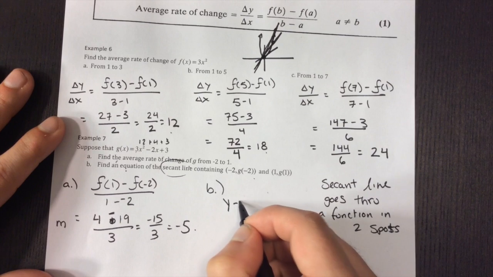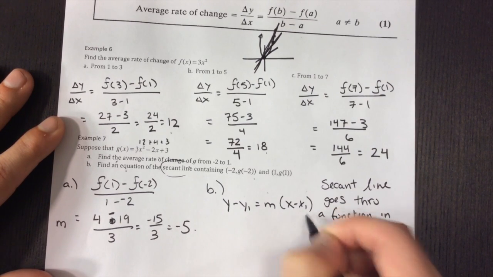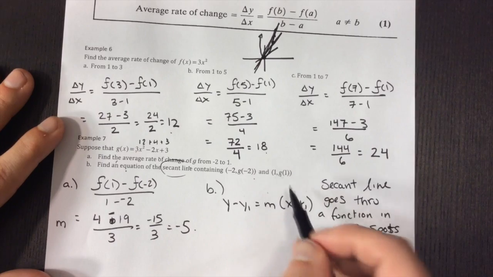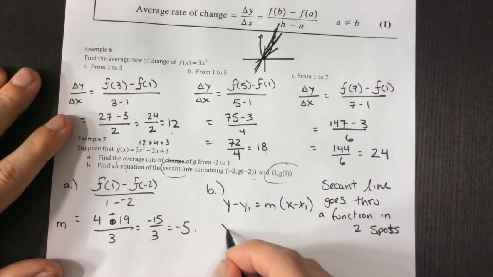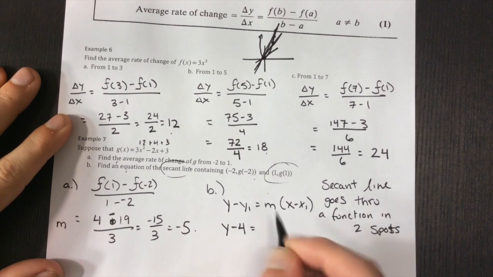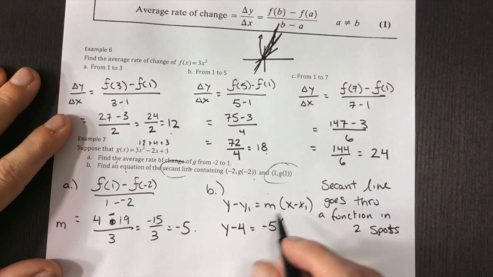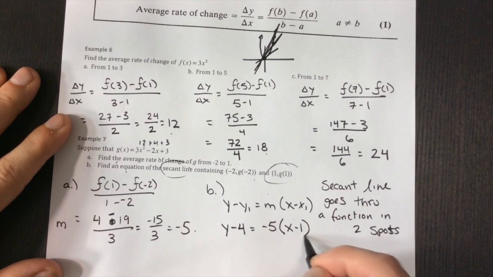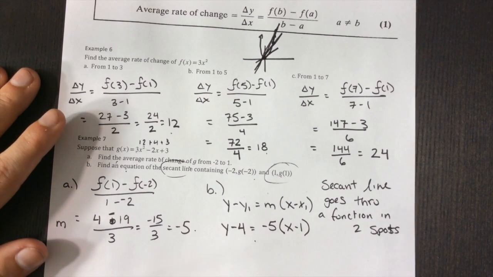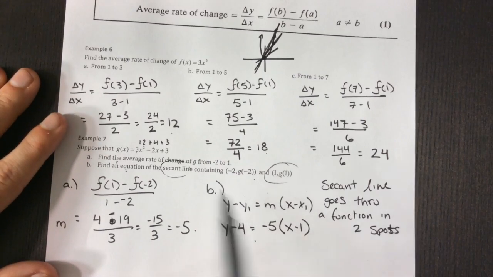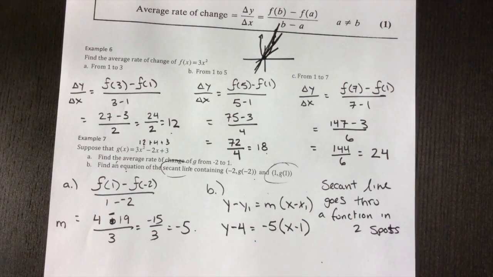So y minus y1 equals m times x minus x1. Well, what we can use is, I think the easier one is using 1. So let's do y minus 4 equals negative 5 times x minus 1. Is that the equation of a line? Yep. And that's all we need to do to find the equation of a secant line. And that's your first intro to calculus material that you'll see this year.